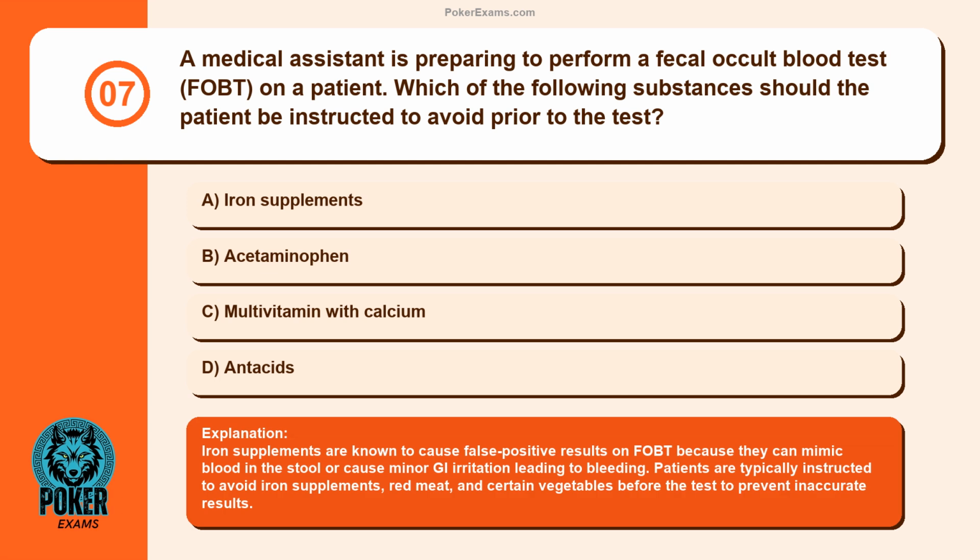Iron supplements are known to cause false positive results on FOBT because they can mimic blood in the stool or cause minor GI irritation leading to bleeding. Patients are typically instructed to avoid iron supplements, red meat, and certain vegetables before the test to prevent inaccurate results.